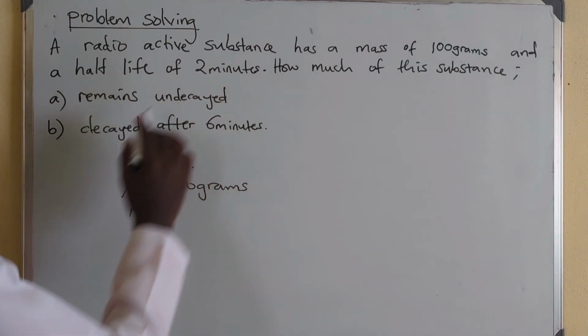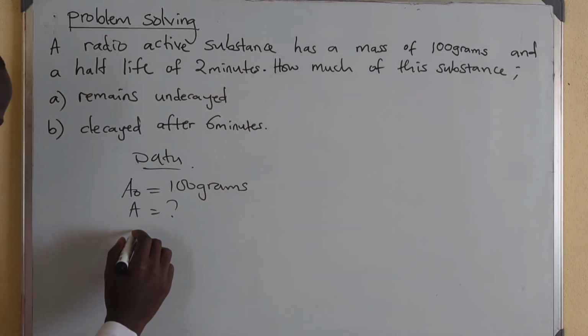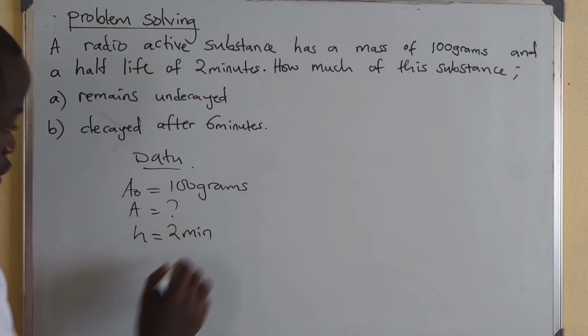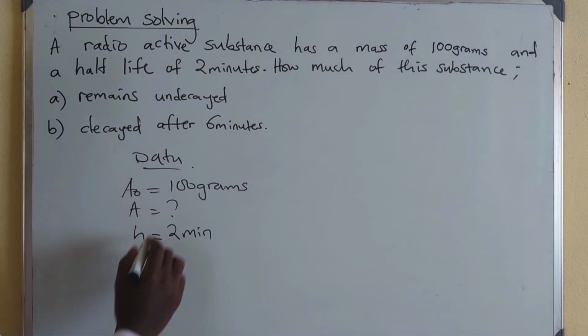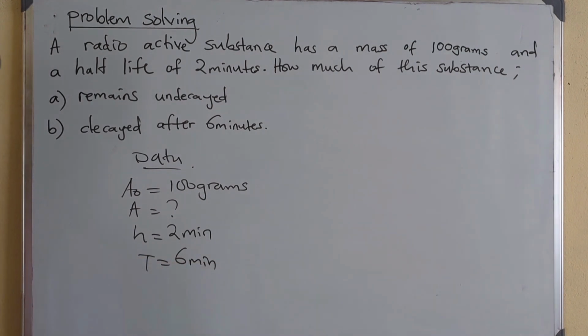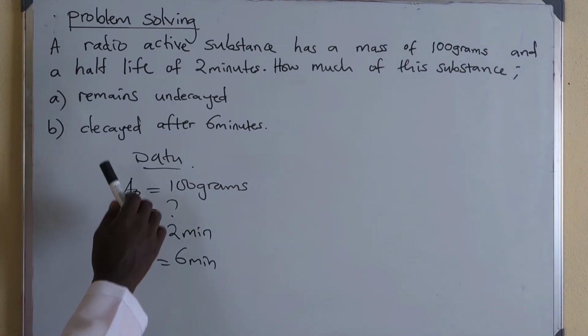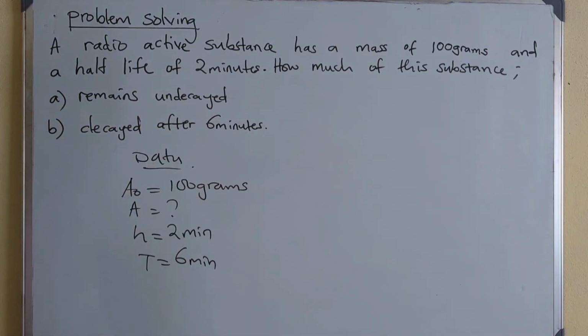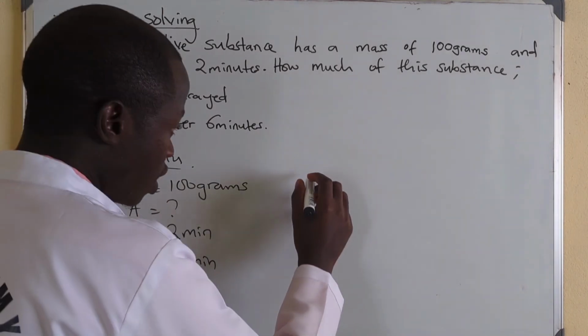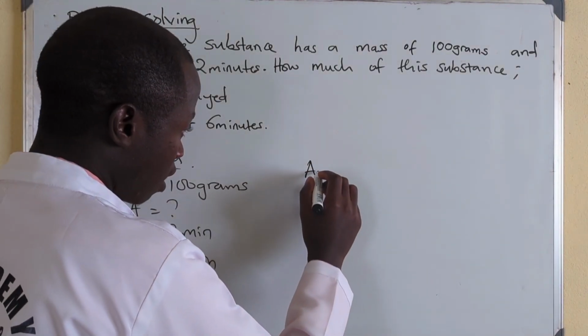In the question again, we've been given the half-life, which is 2 minutes, and also the period, which is 6 minutes. Now, how can we calculate what is going to remain undecayed? This is the formula that we're going to apply.